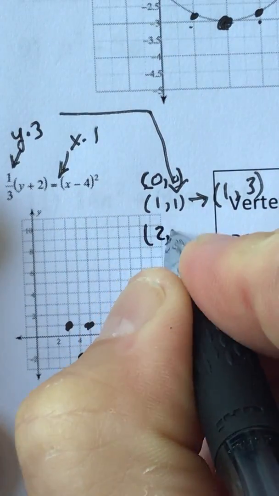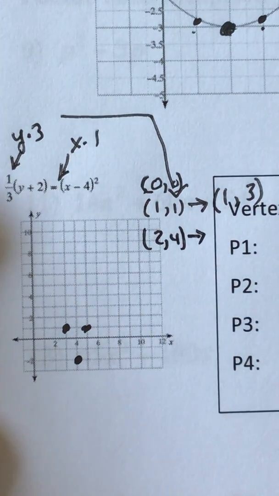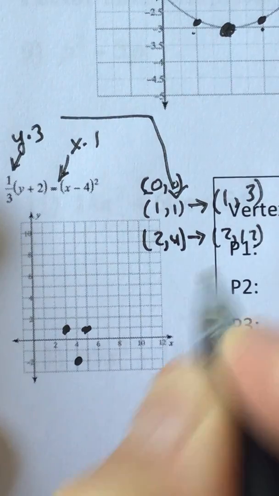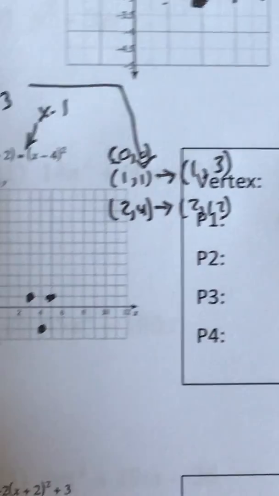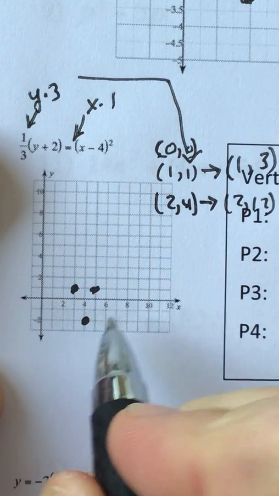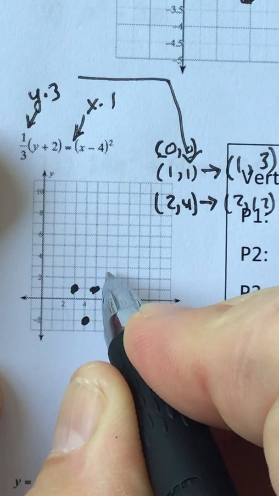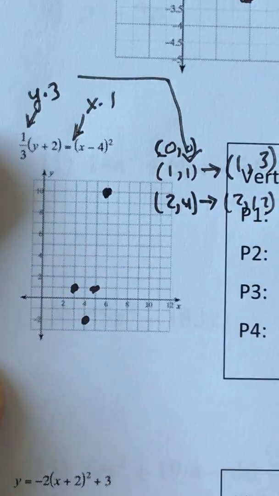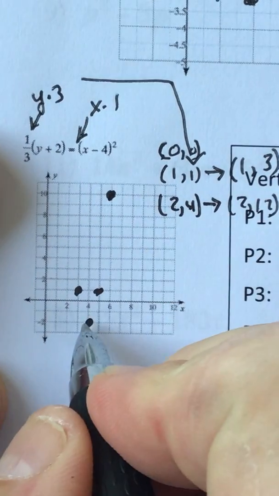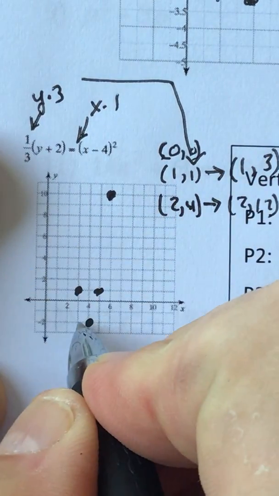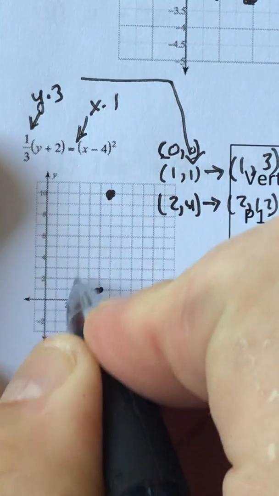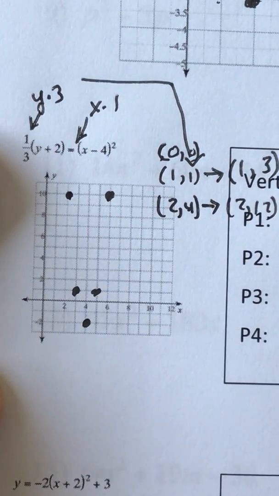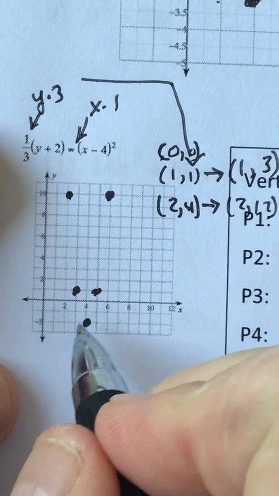Then we would normally go over 2, up 4, but the y is getting tripled, so 4 times 3, so we're going to go over 2, up 12. Okay, so from the vertex over 2, up 12. 1, 2, 3, 4, 5, 6, 7, 8, 9, 10, 11, 12. It's right there. And then go left 2, up 12, puts it right there. So you could count and see where those 2 dots are.